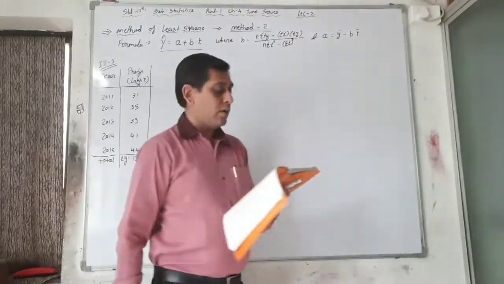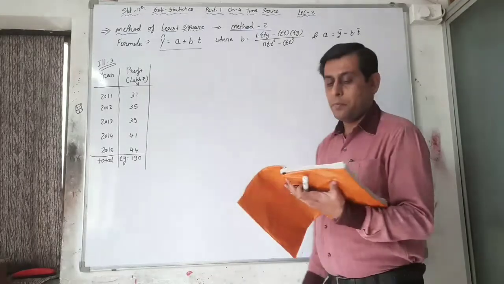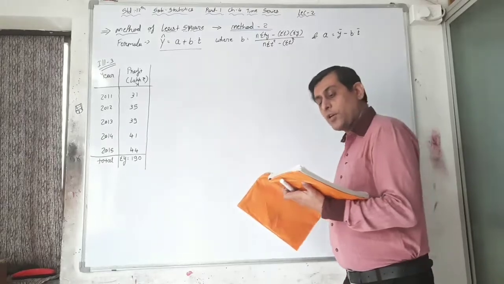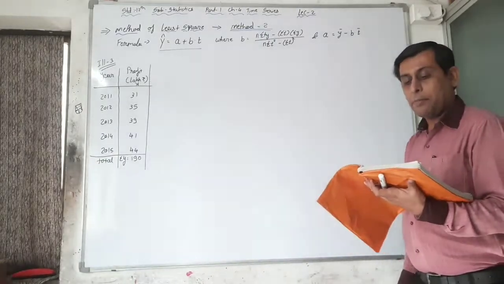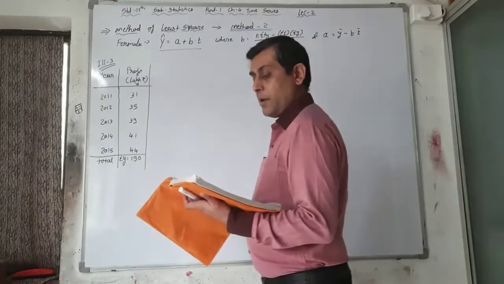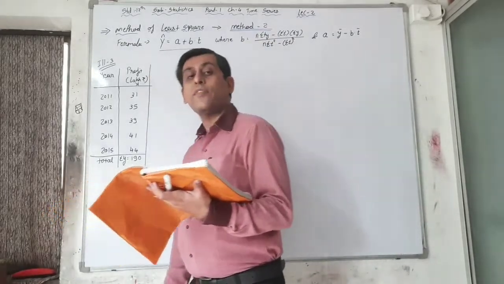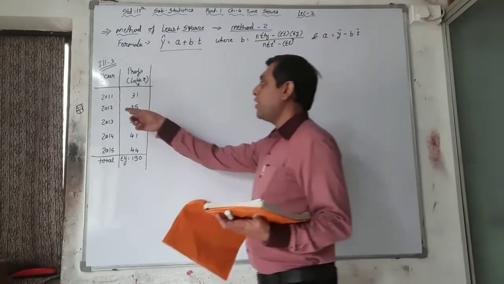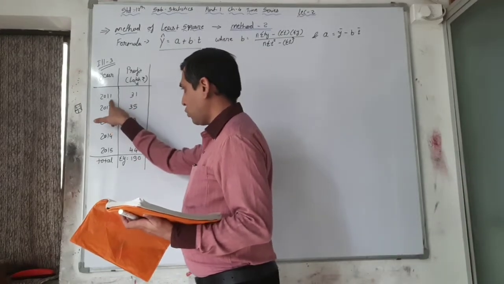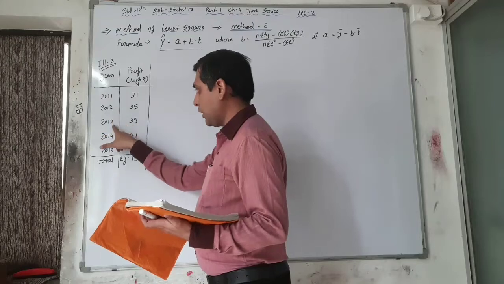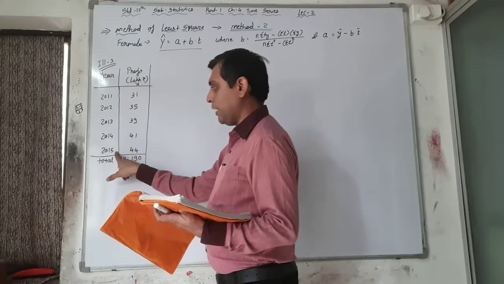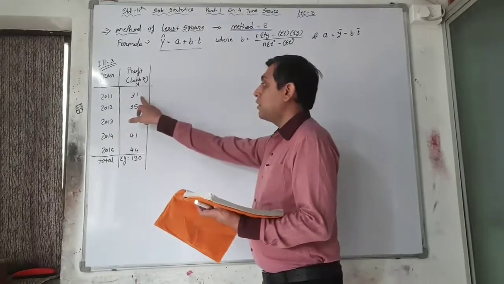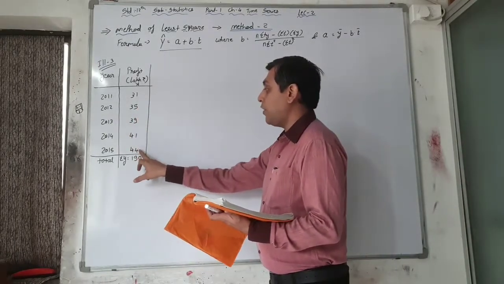The profit earned in lakh rupees by a company making computers is as follows. Find the linear equation for the trend from this data by the least square method and estimate the profit for the year 2017. The data is given at 1 year intervals: 2011, 2012, 2013, 2014 and 2015. The profit in lakh rupees is 31, 35, 39, 41 and 44.